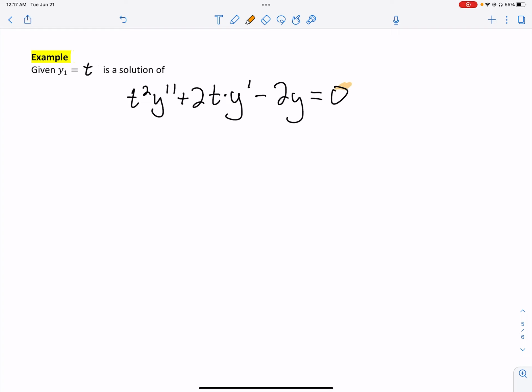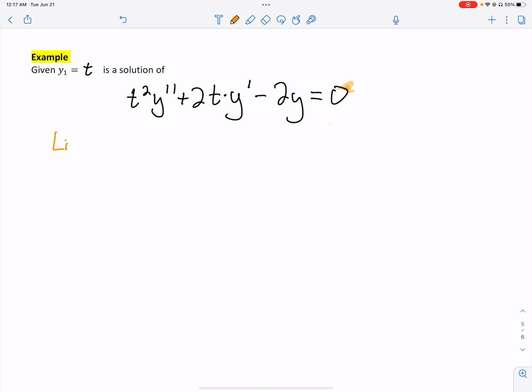Sorry, my pen's being funny. Hold on one sec. There we go. All right, given that this side here is 0. Okay, so we begin this method.